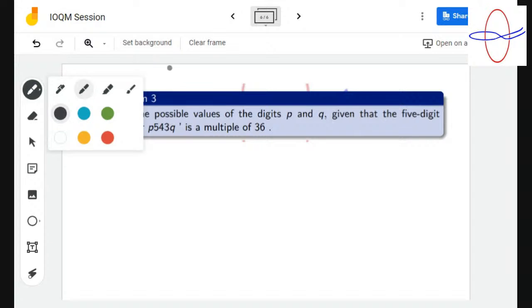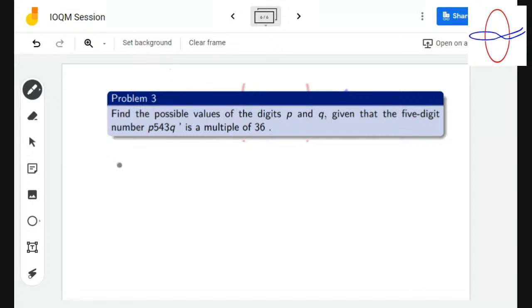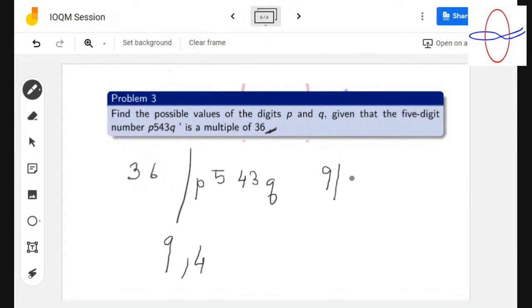So observe that we need to know the divisibility rule of 36, right? It tells that 36 divides this number, which means 9 divides this and 4 divides this. So we need to do divisibility by 9 and 4 separately. If 9 divides x and 4 divides x, it implies that 36 divides x.